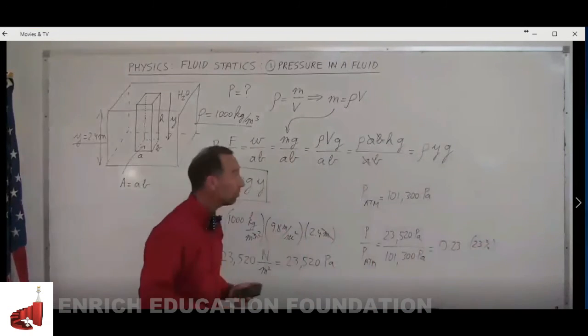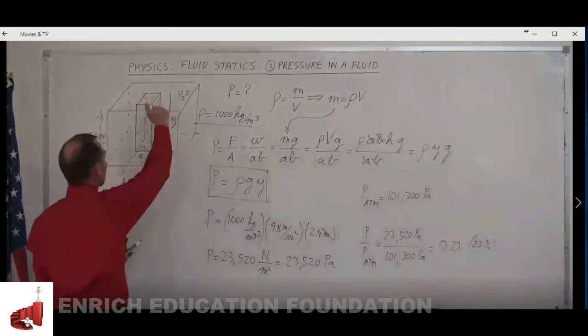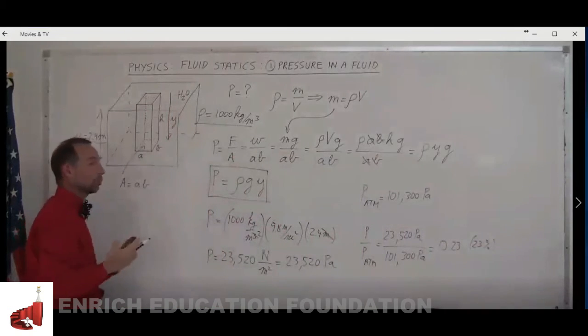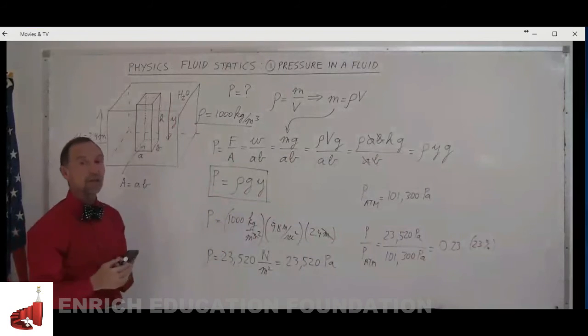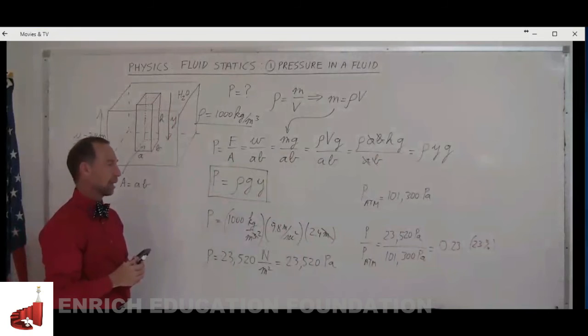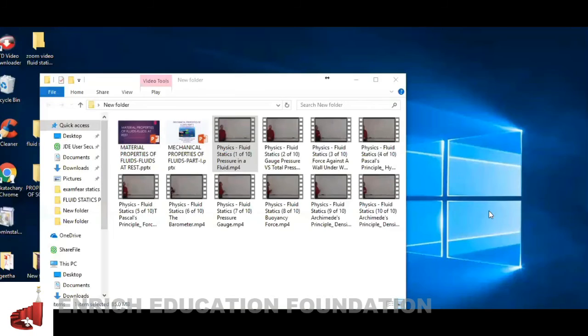atmospheric pressure, which means when you dive into a pool and you swim to the bottom of the pool, and let's say the pool is about 2.4 meters deep, then you experience a pressure of about 23% of atmospheric pressure. Okay? And that's how you find the pressure.